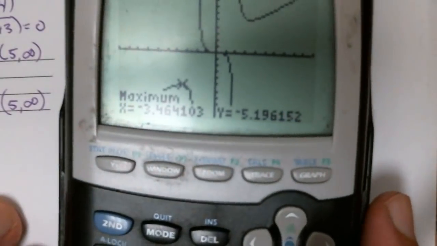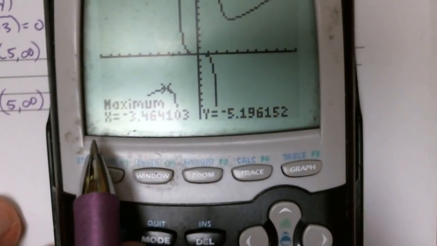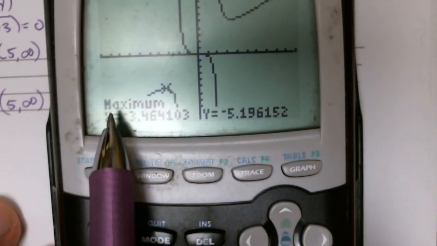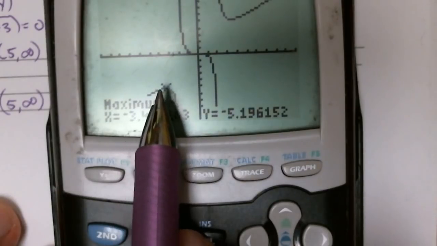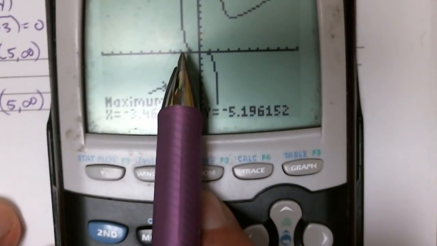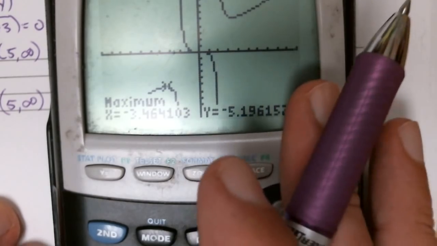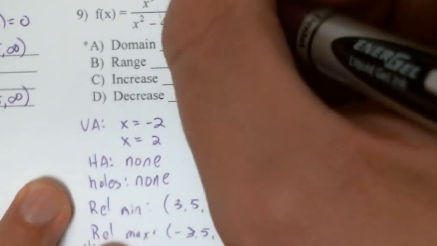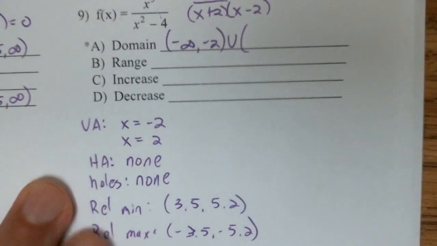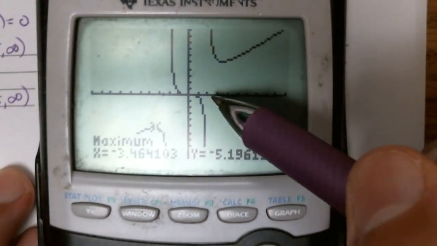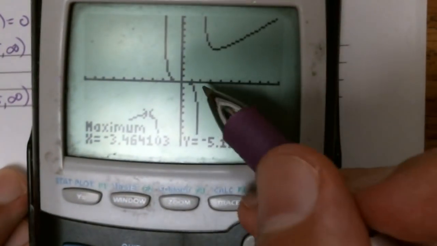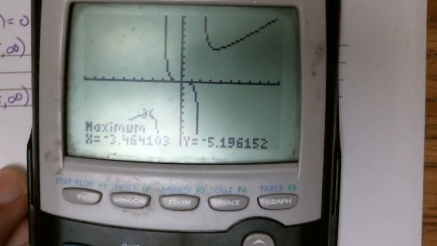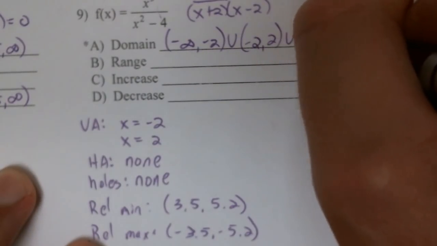Okay, so my domain, where do I have x values? I have x values everywhere from negative infinity, and even though it turns over and we start an interval of decrease, I still have x values there. But I don't have an x value at this asymptote, and I don't have an x value at this asymptote. So my domain is going to be negative infinity until I hit this first asymptote at -2. There's a break. I will continue to have x values in the middle part of the graph. So that's -2 to 2. And then there's a break at the asymptote at 2. And then I will continue to have x values everywhere. So that's going to be 2 to infinity.